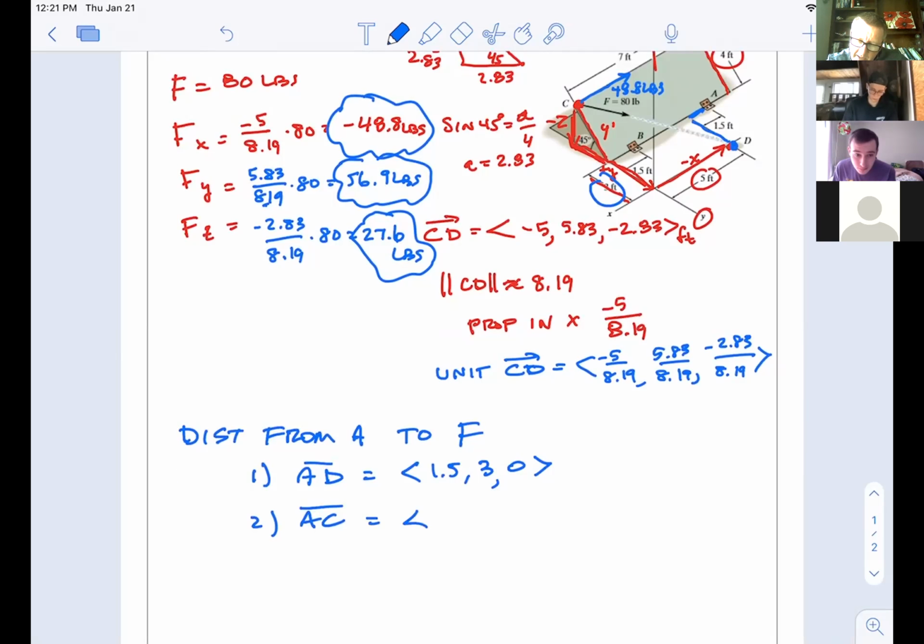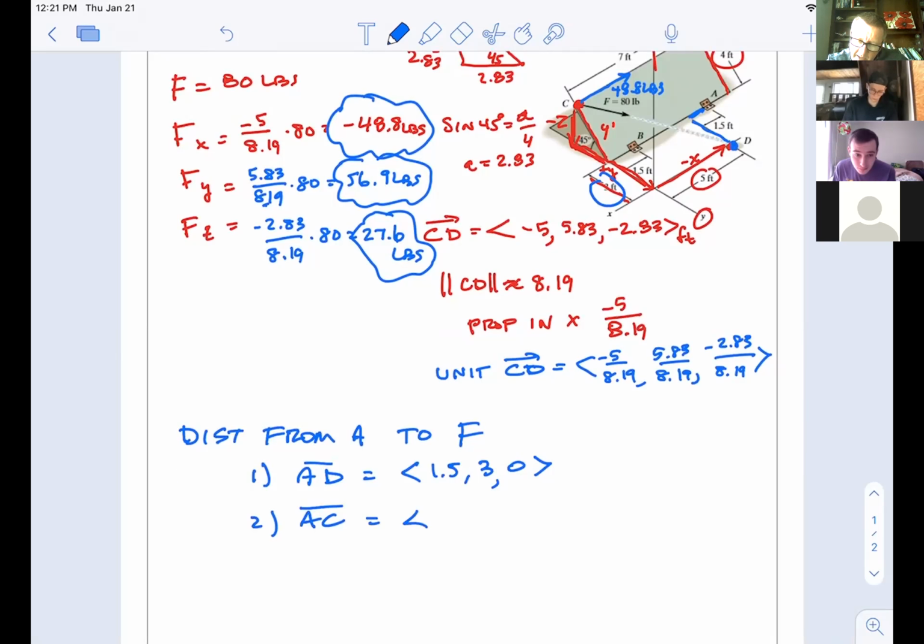Let's see, if I went from A to C, how far is it from A back to this point right here? Well, that's 1.5 and 5. So isn't that distance right there positive 6.5? You agree with that? And then from there, I'm going to take off in this direction. That's negative Y, and we figured out a minute ago that was negative 2.83. So that'd be negative 2.83. And then lastly, I go up that Z right there. Remember, it's from A to C. I go up that Z, so that'd be positive 2.83.